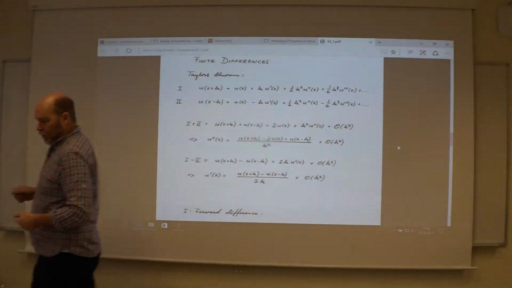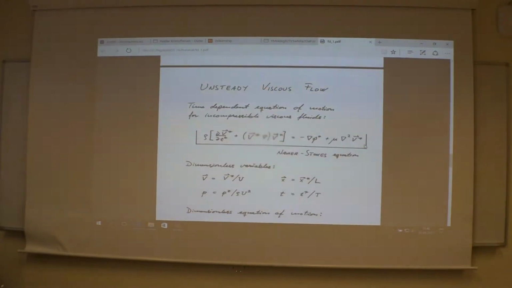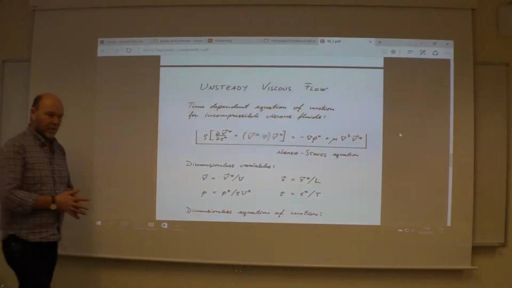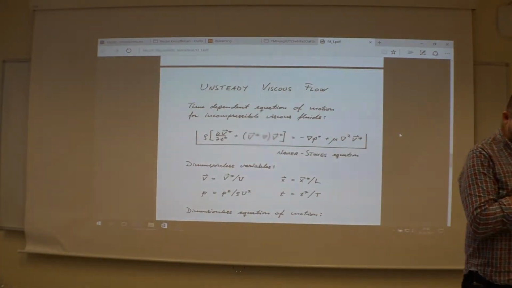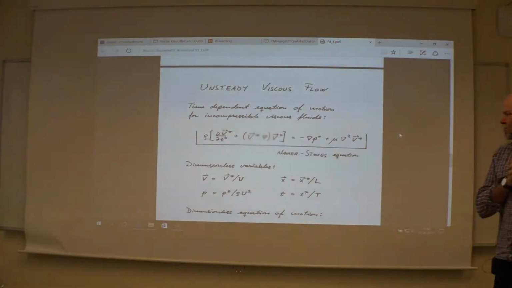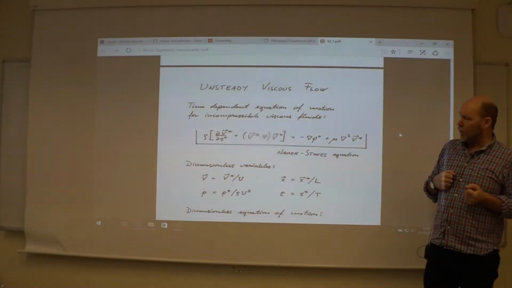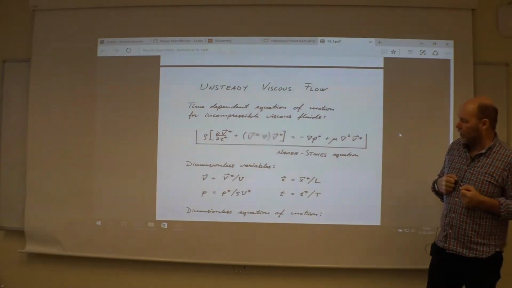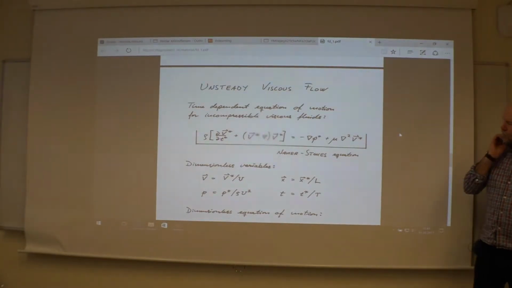Okay, we start up again. Continuing now, looking into unsteady viscous flows. So we sort of make a project out of this unsteadiness for when we are also dealing with finite differences, and of course trying to solve the Navier-Stokes.